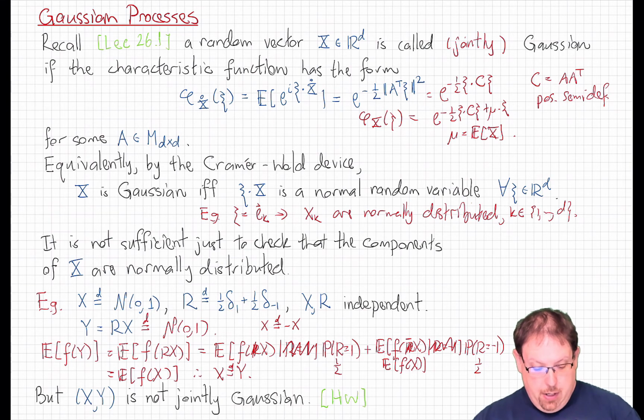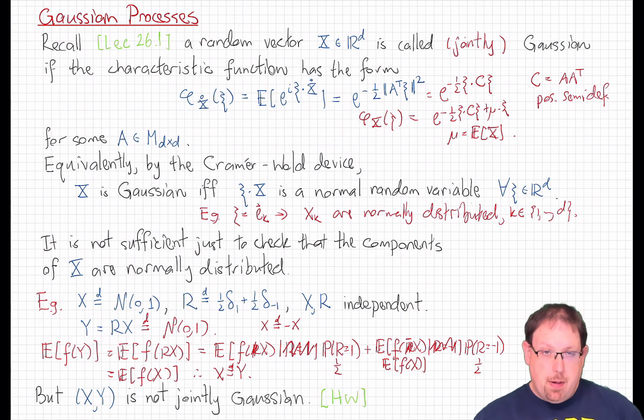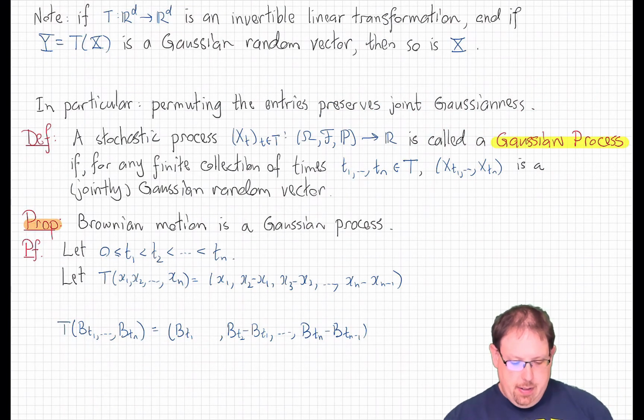Great. So I have a vector here, xy, that has Gaussian entries. But it is not a jointly Gaussian random variable. And you're going to prove that on your homework. Now, one nice property about Gaussian random vectors is that they're invariant under linear, in fact, affine transformations. Better yet, we can check if a vector is Gaussian if there's some invertible linear transformation of it that is Gaussian. So if T is some invertible linear transformation, and if T applied to x produces a Gaussian random vector, then x must have been a Gaussian random vector to start.